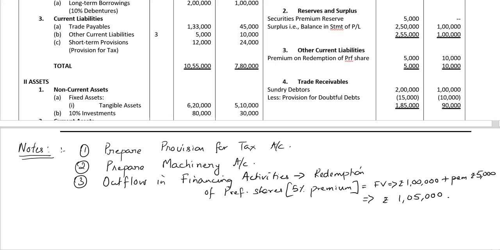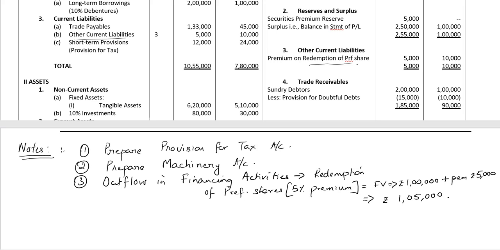Now please note over here, there is this point under current liabilities 3B, other current liabilities. It shows in the notes to accounts that other current liabilities refers to premium on redemption of preference shares. In the beginning of the year, the amount owing on account of premium was 10,000 rupees. And at the end of the year, it's come down to 5,000 rupees. Now, this is nothing but the premium on redemption of rupees 5,000, which has been paid just now in the additional information what we paid.